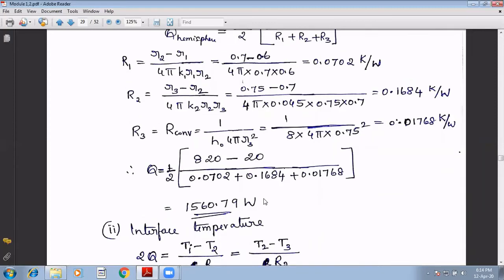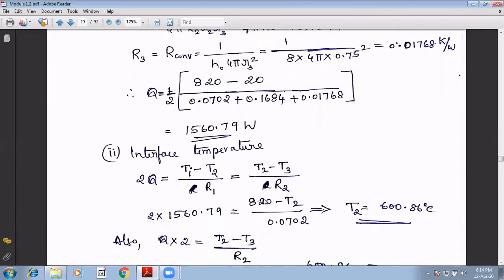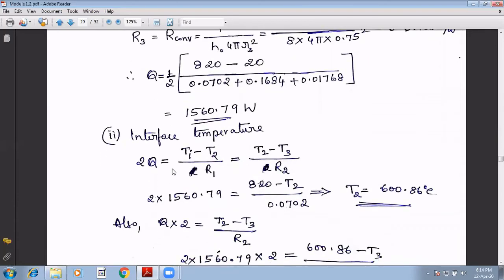Now, the second bit of the question is interface temperatures. So in order to calculate, you can use this equation: corresponding change in temperature divided by corresponding resistance. If it is Ti with T2, so corresponding resistance is R1. So it is multiplied by 2Q because whatever heat transfer you have calculated, it is corresponding to hemisphere. So you will be getting T2 as 600 degrees Celsius.